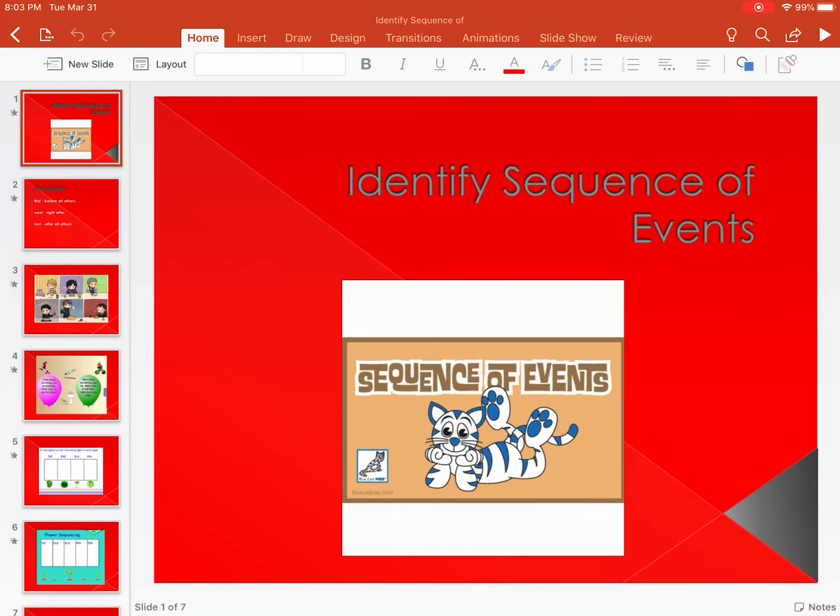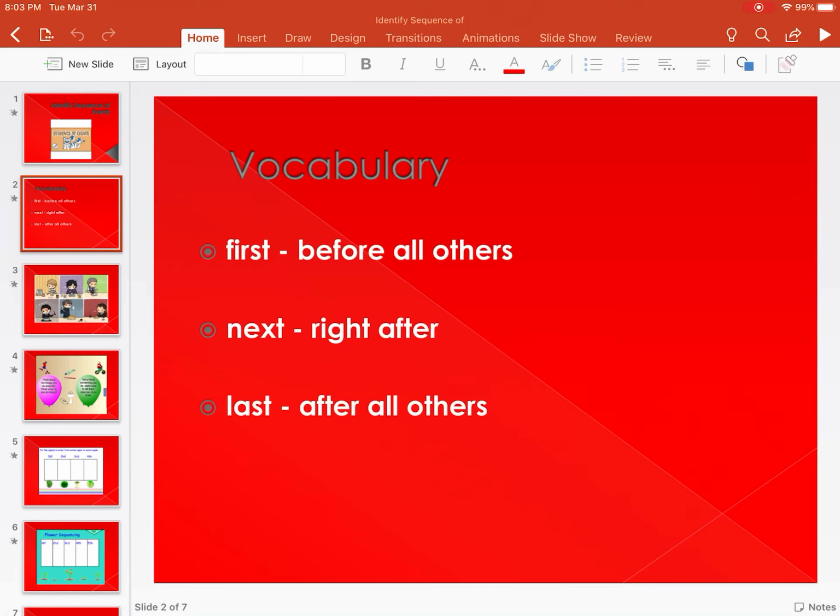Hey boys and girls, so today is social studies and it's Wednesday, and today's lesson is about identifying sequence of events. So we're gonna get started. You have some vocabulary. You have to write this down. Your vocabulary is first. First means before all others. Next, right after. Last, after others.